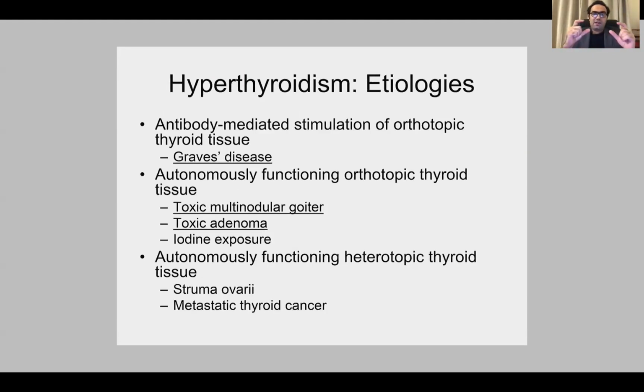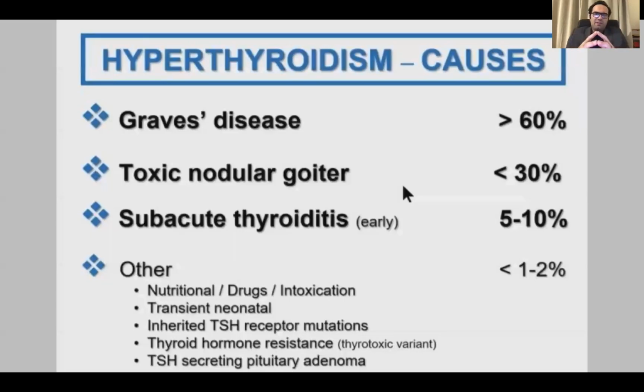Now, when we call it hyperthyroidism, then we know that the thyroid gland is synthesizing the hormone. There is increased synthesis of it. It is either antibody-mediated stimulation of the thyroid tissue, which is in Graves' disease, or it can be autonomously functioning thyroid tissue, like toxic multinodular goiter or toxic adenoma. In hyperthyroidism, the most important causes are Graves' disease, toxic multinodular goiter, and toxic adenoma, and in the non-hyperthyroid cause of thyrotoxicosis, it is subacute thyroiditis.